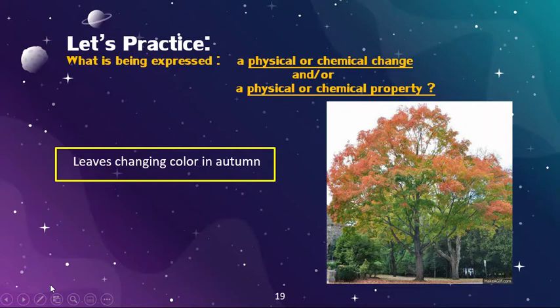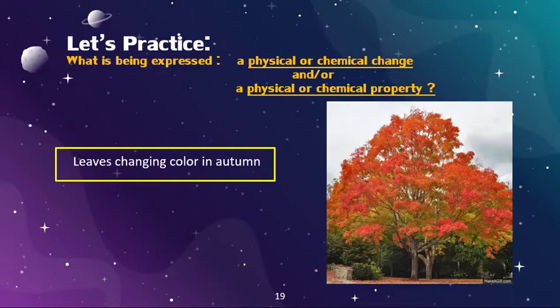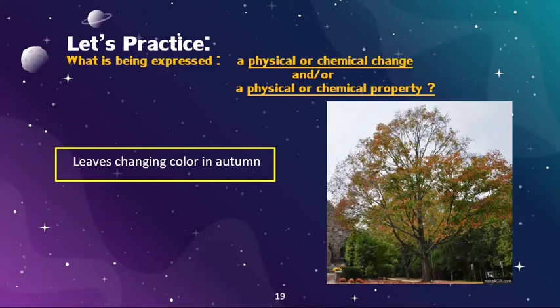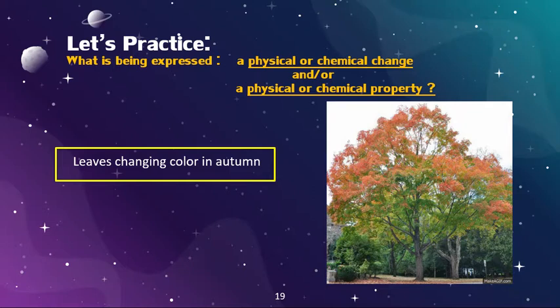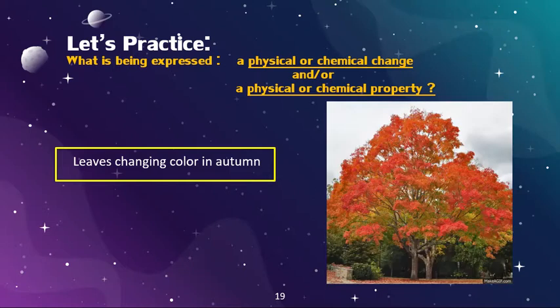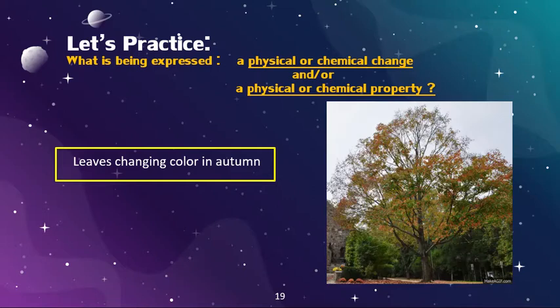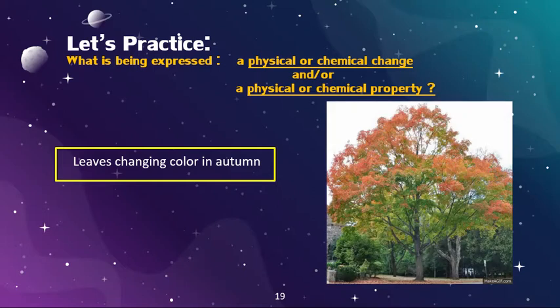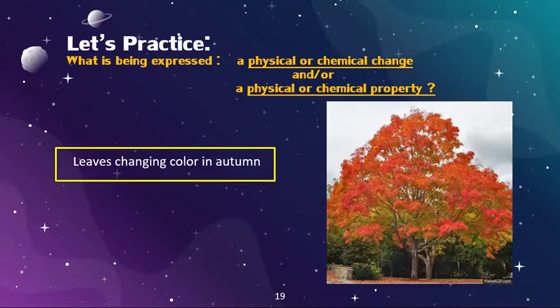Now let's take a look at this slide showing the leaves changing color in autumn. So changing color in autumn. So think to yourself, is that a physical or a chemical change? Hopefully you know that that's a chemical change based on the fact that the color is changing.